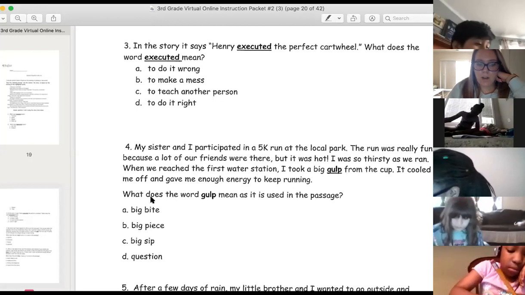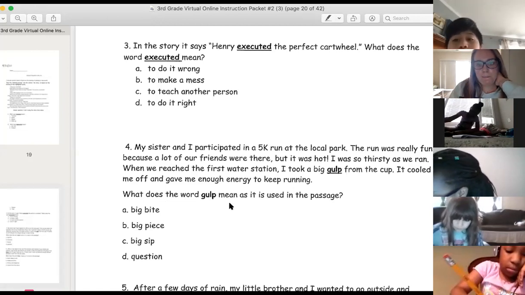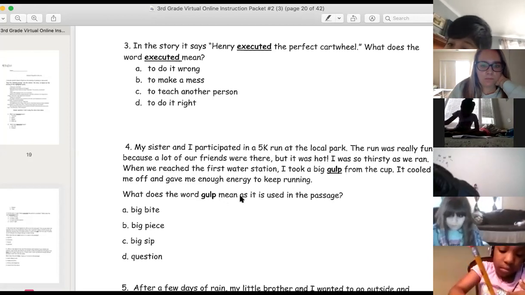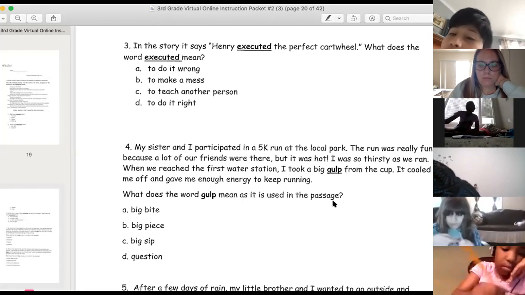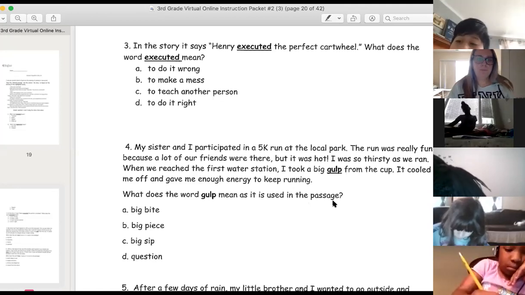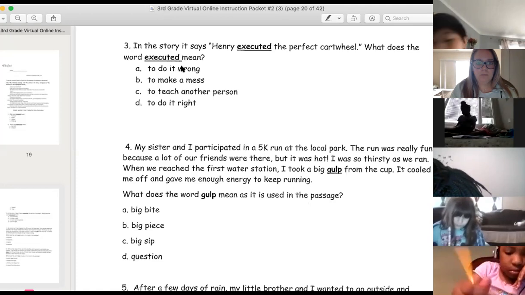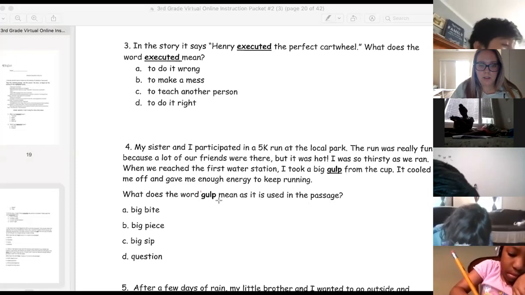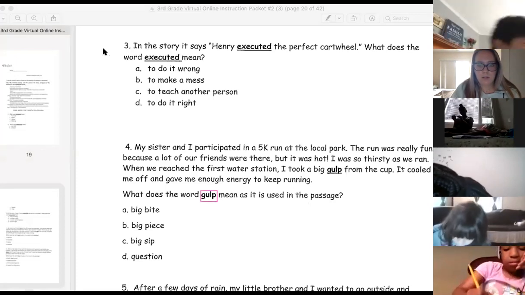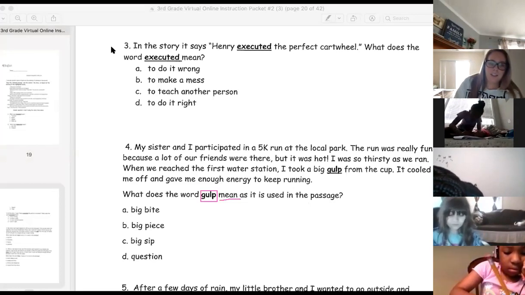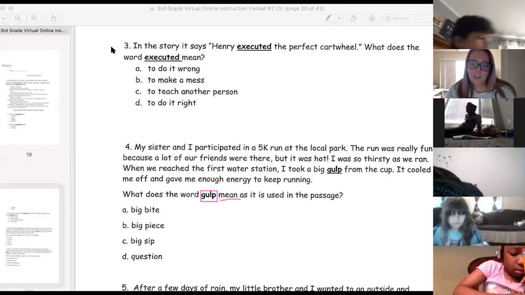Well, hold on. Can you read us the question? Okay, so what does the word gulp mean as it is used in this passage? Perfect. What do we need to do to our question? You need to box gulp. Perfect. And then you need to underline mean. Good. And is that it for the question? Yes.